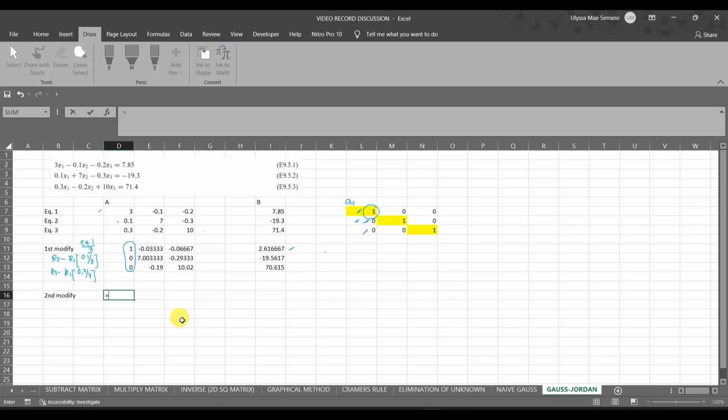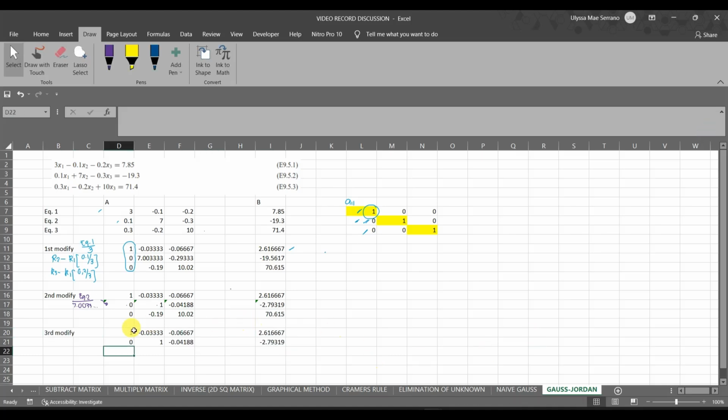For our second modify, we are not going to change equation 1. For our second equation, what we're going to do is normalize this equation, or the element here. Equation 2 divided by the value of 7.0033, so on, so forth. So this will be applied here. So 0 divided by this data. This is simply called normalization. For our third equation, we're just going to copy it first. For our third modify, copy the first and second equations.